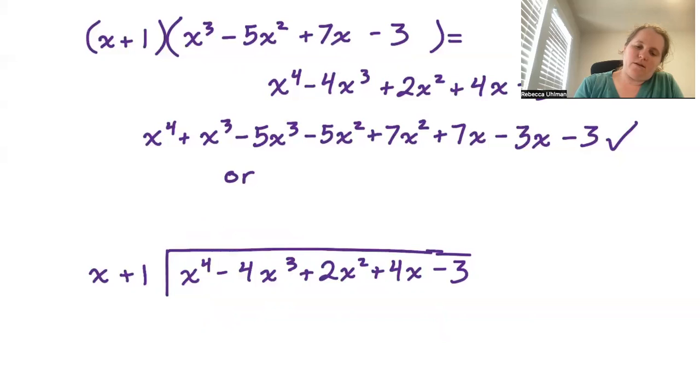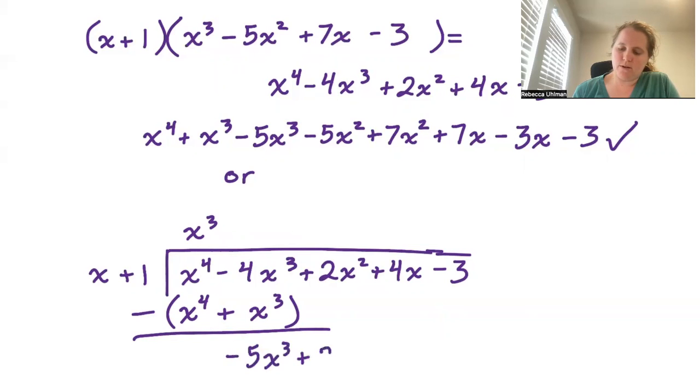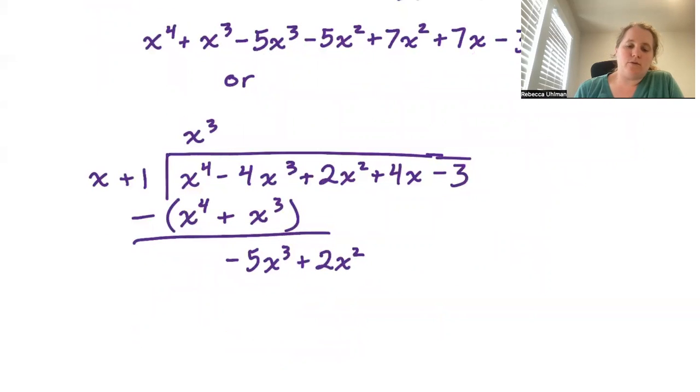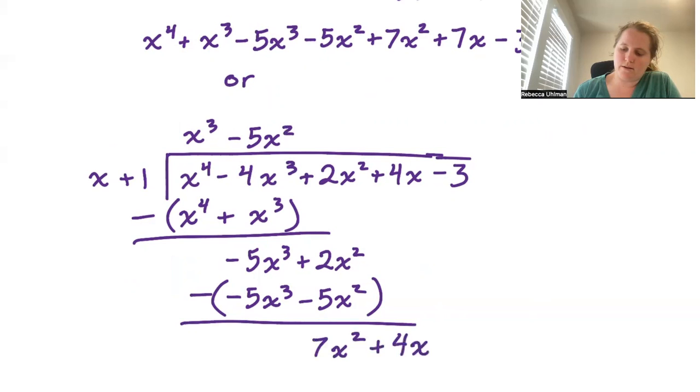And x goes into x to the 4th, x cubed times. x cubed times x is x to the 4th, x cubed times 1 is plus x cubed. Then we subtract, we get negative 5x cubed plus 2x squared is what we're looking at here. X goes into negative 5x cubed, negative 5x squared times. That gives us negative 5x cubed minus 5x squared. Again, we subtract. We now have 7x squared plus 4x.